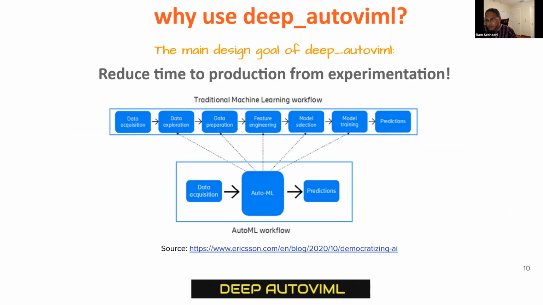So why do we find this to be attractive? We find that in a traditional machine learning workflow, when we go through all of these steps from data acquisition to predictions, we have to do a number of steps. And AutoVML combines all of these intermediate steps into one single path in the middle, and then you just have to know how to acquire data and how to send it to AutoVML, meaning give it the name of the folder, and it'll predict.